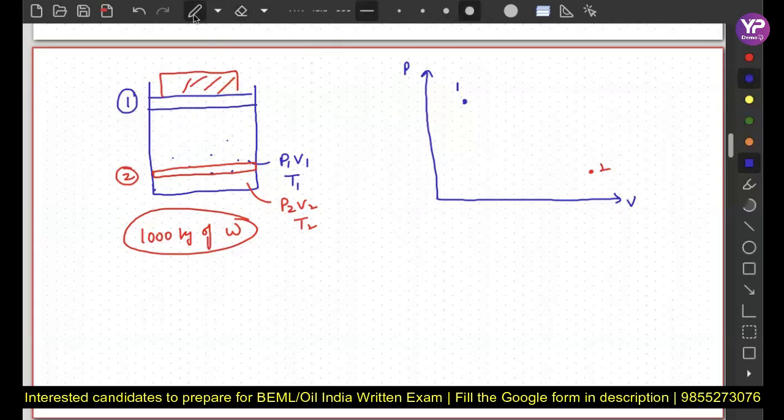Now let us suppose, just think about it and give me a response. Initially, the slider is at 1. I have put 1000 kg of weight. The piston has reached position number 2. Now, if I remove the entire 1000 kg of weight from the piston at position number 2, the piston will again move back to 1.